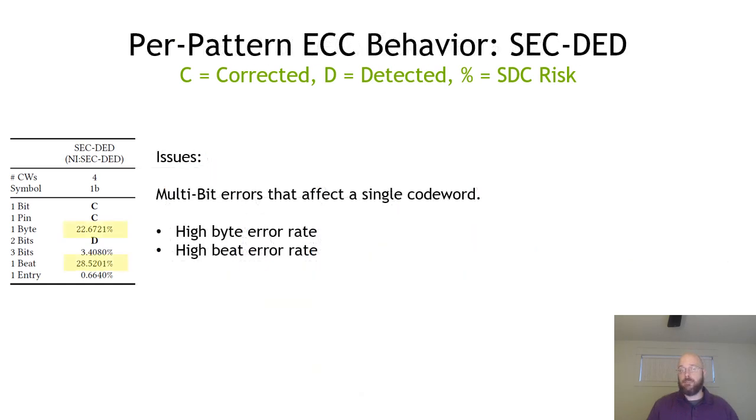First, let's consider the SEC-DED protected baseline. This code provides single bit and pin correction and double bit detection, but it has significant limitations in the presence of multi-bit errors. The SDC risk is high for multi-bit errors that affect a single code word. This includes both the common byte errors as well as single beat errors.